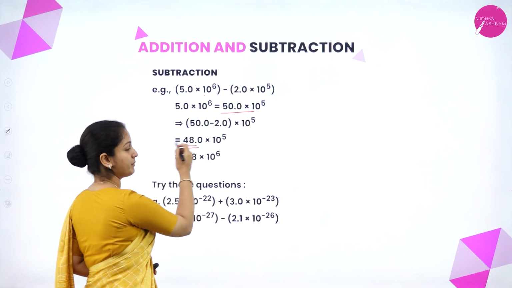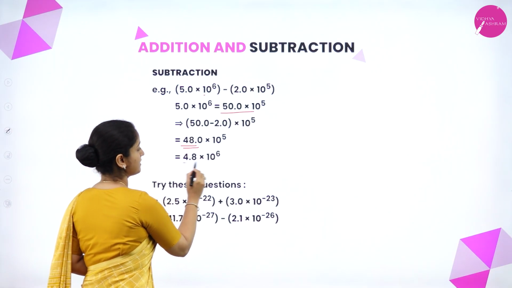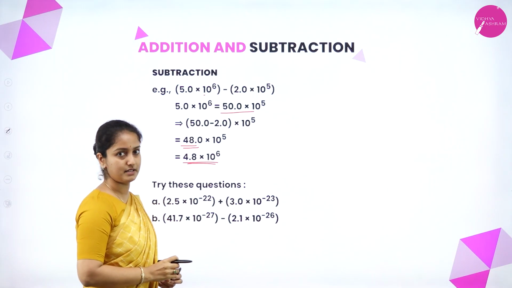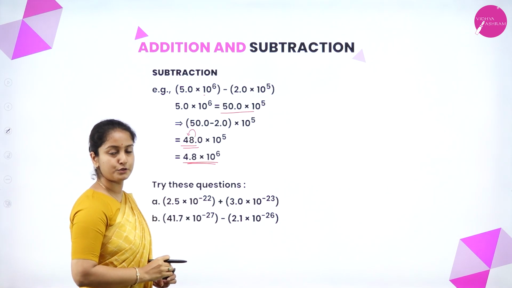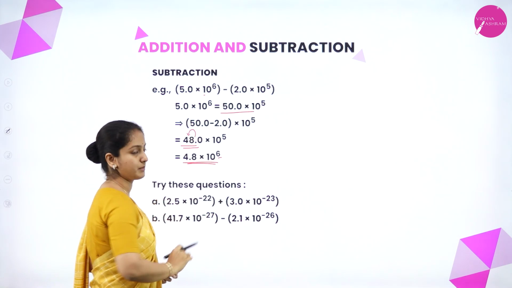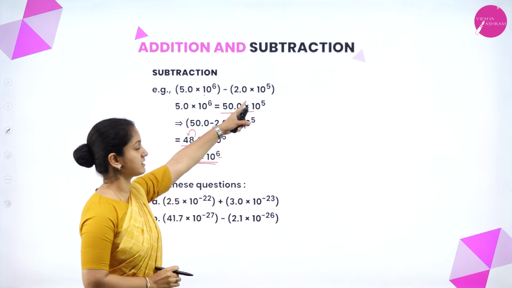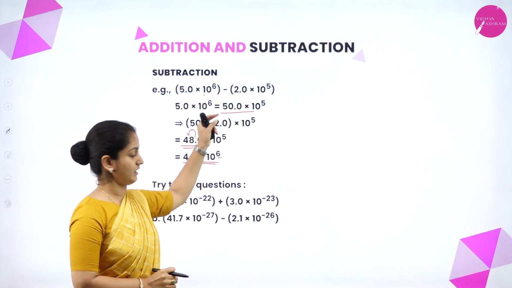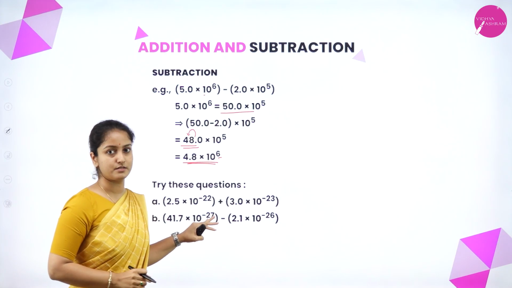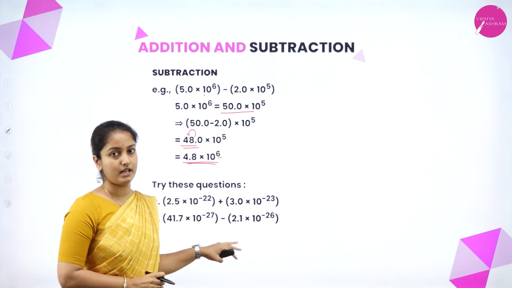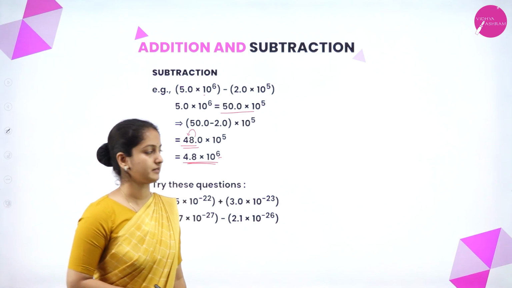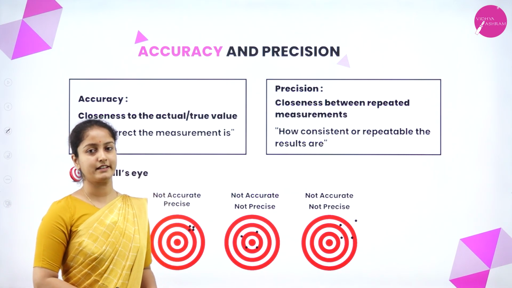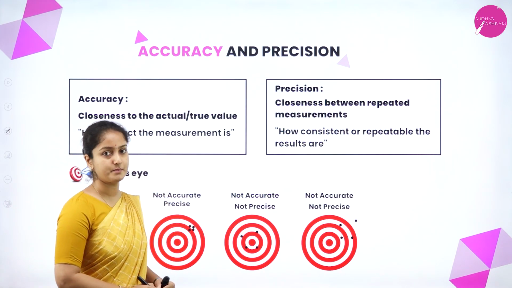Now if I have to keep it as a single digit, it becomes 4.8 into 10 power 6. That means I am shifting this decimal towards the left, so the exponent has increased to 10 power 6. Either you can change this one or that one. Now here are a few questions for you to try out, and you'll get the answers at the end of the session. Okay. Now let us move to the next topic, accuracy and precision.